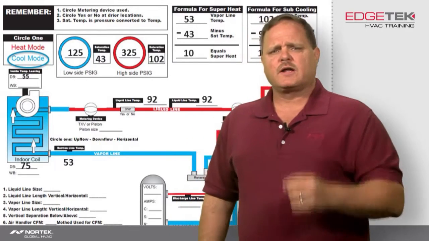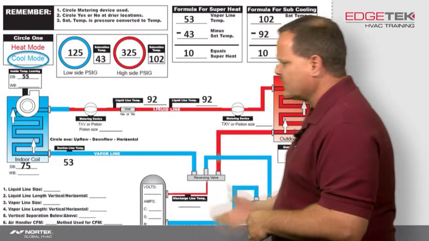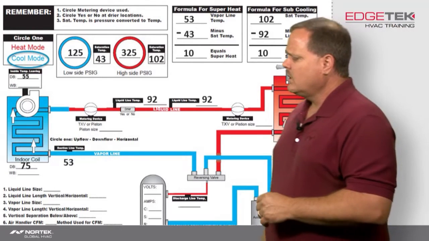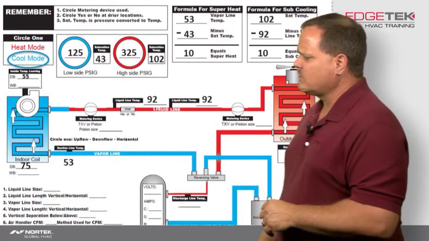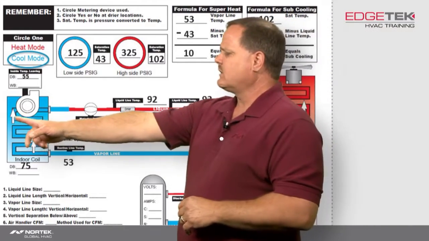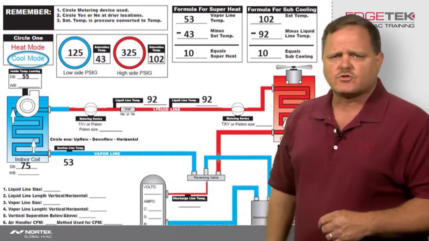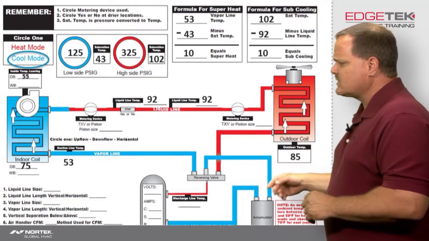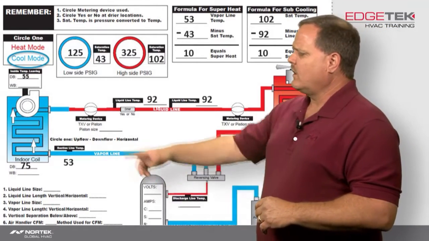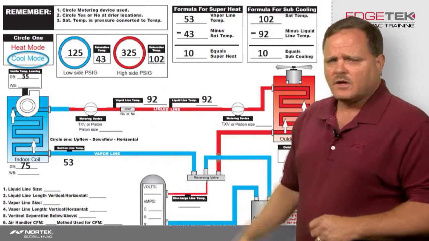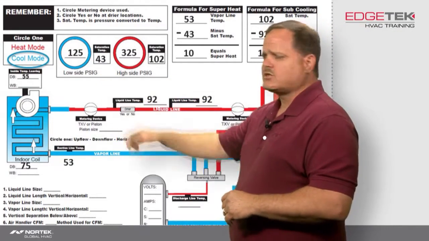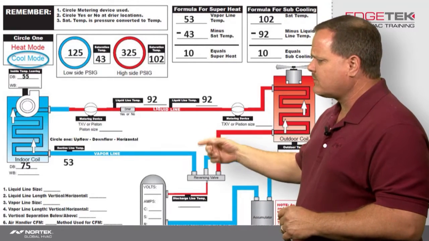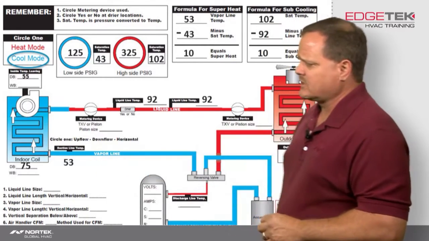So let's jump right into what's going on with this particular system. This is a normal operating system. We're in cool mode. We've got a 75-degree indoor temperature and a 55-degree leaving temperature. That's a 20-degree temperature drop across the coil. Outside we've got an 85-degree entering condensing temperature. We've got a 125-pound suction pressure and a 325-pound head pressure, a 92-degree liquid line temperature and a 53-degree suction line temperature.